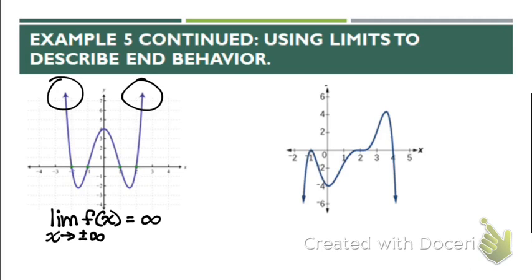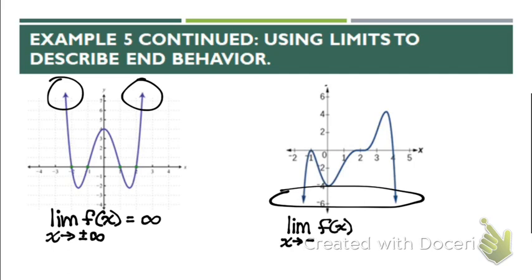What about the other graph? What's happening here? As it approaches both positive and negative infinity, the limit is, yes, the limit of f of x as x approaches positive or negative infinity is equal to negative infinity. It's going down forever. Beautiful work.